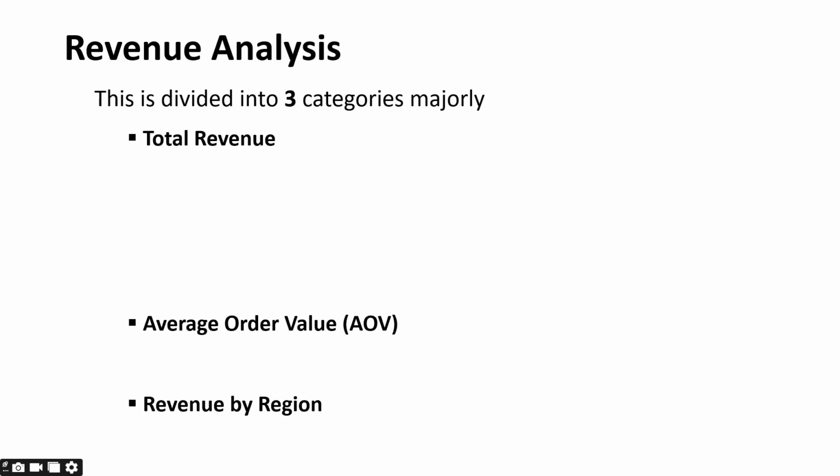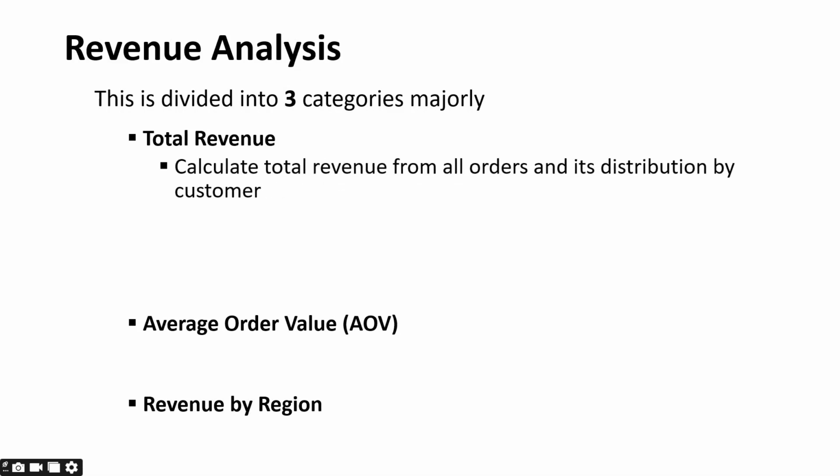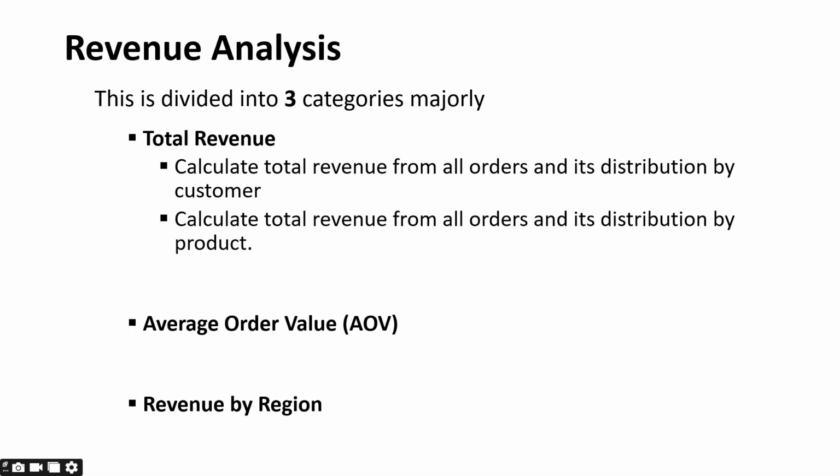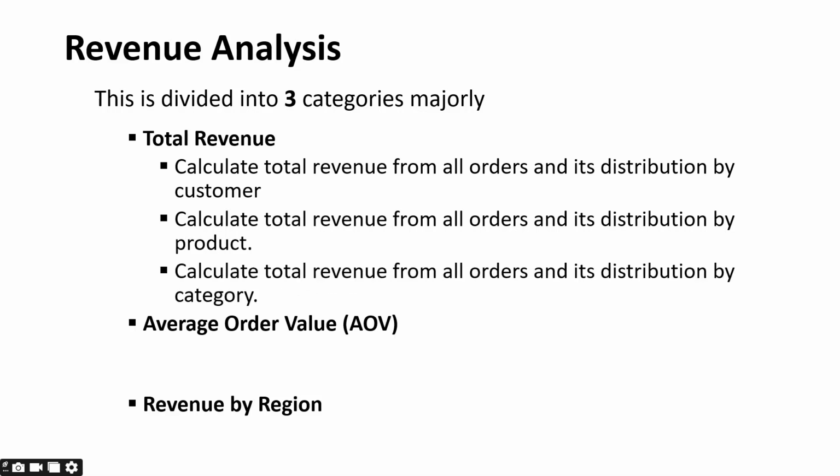Then we have revenue analysis, and under this revenue analysis, I also divided it into 3 categories majorly. We have total revenue, we have average order value, AOV, and then we have revenue by region. Under total revenue, we are going to calculate the total revenue from all orders and its distribution by customers. We are also going to check the total revenue from all orders and its distribution by products. We'll also calculate the total revenue from all orders and distribution by category.